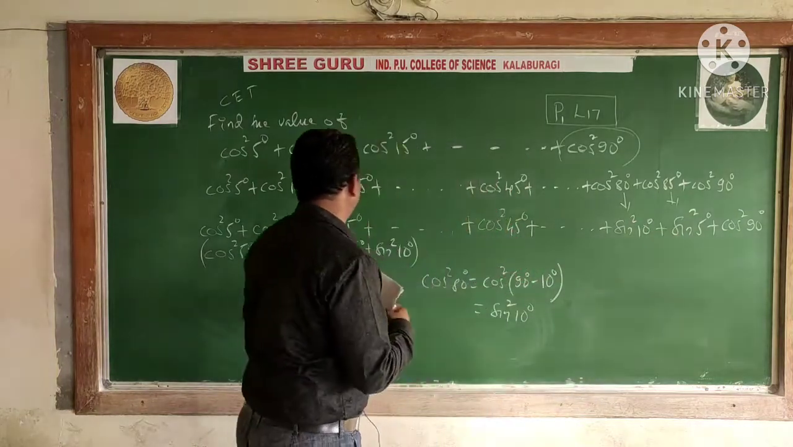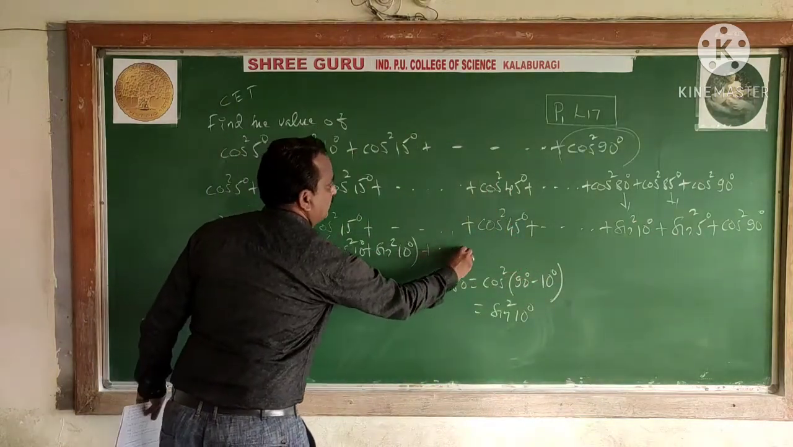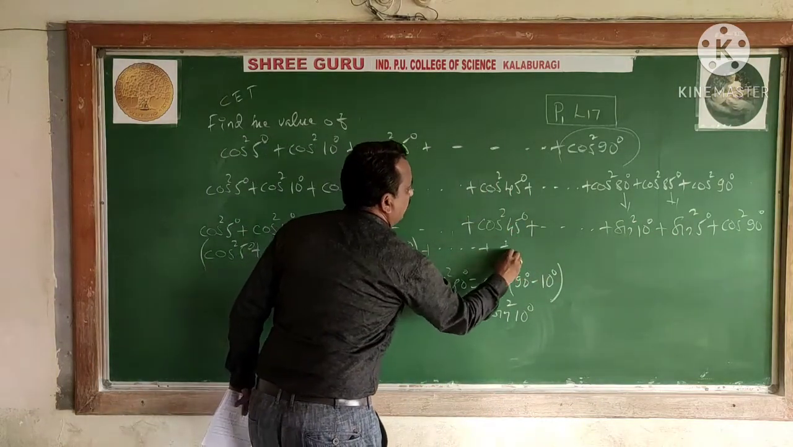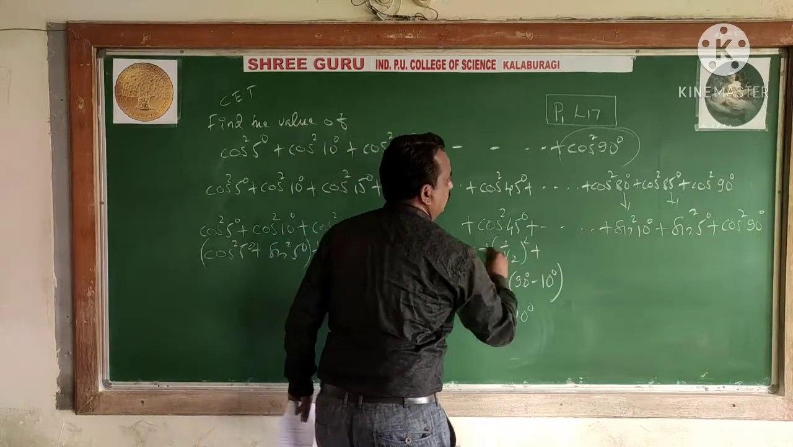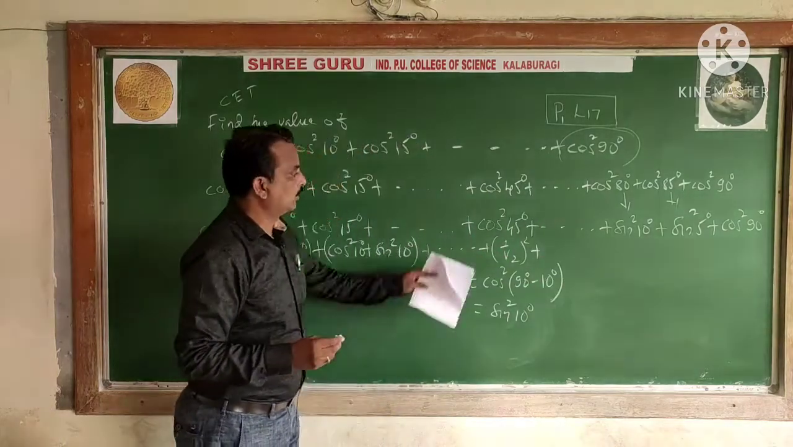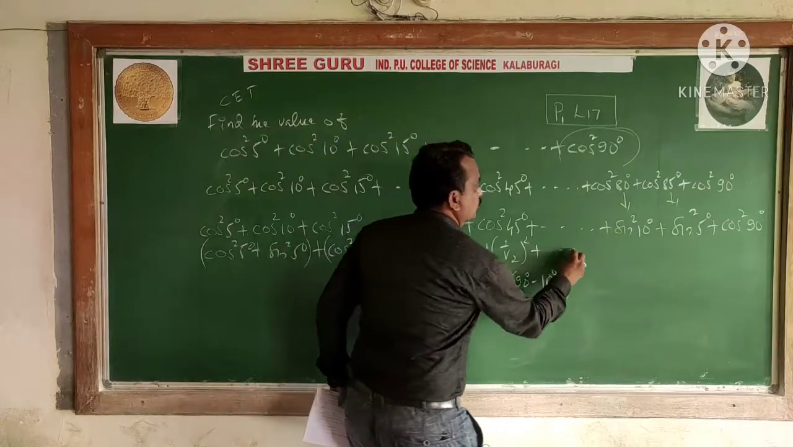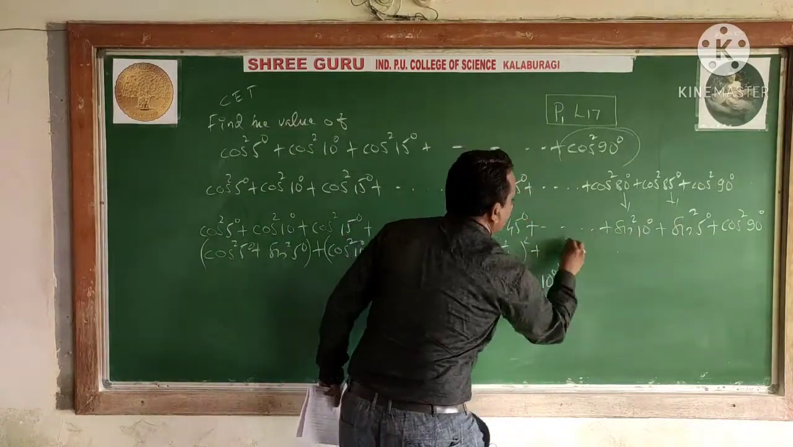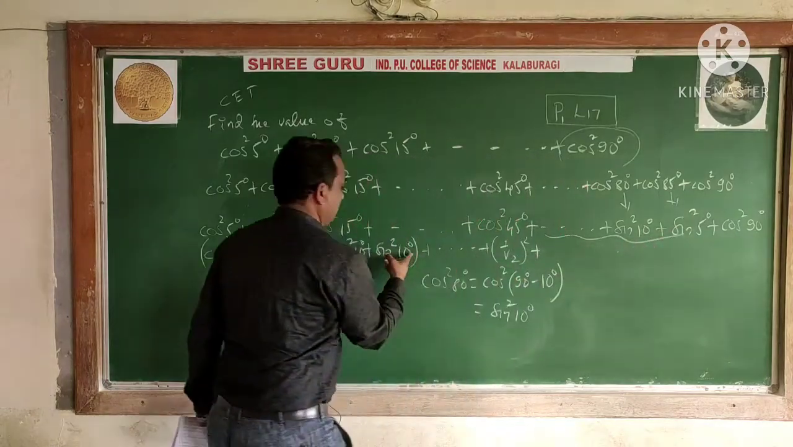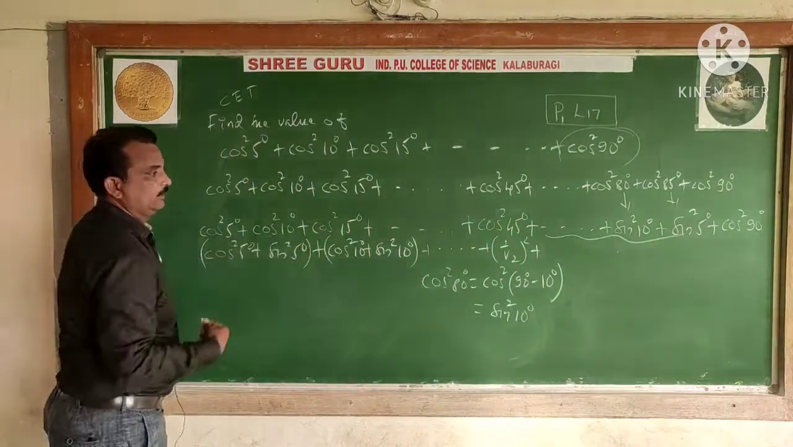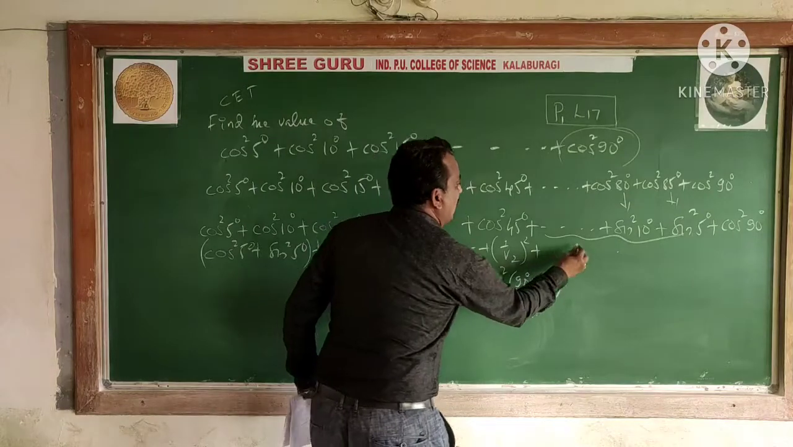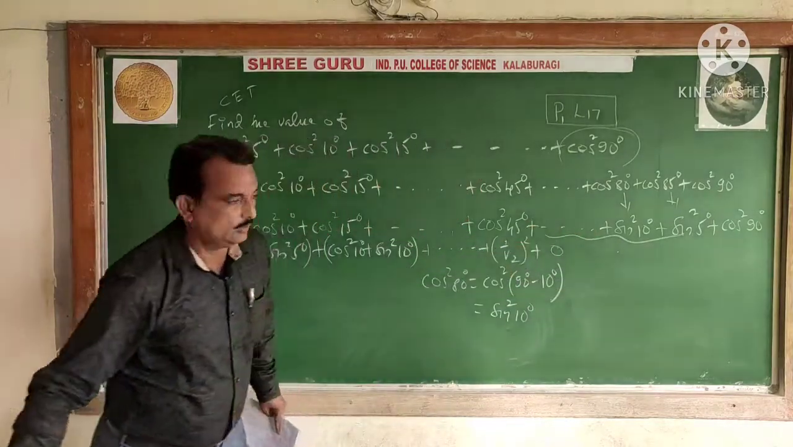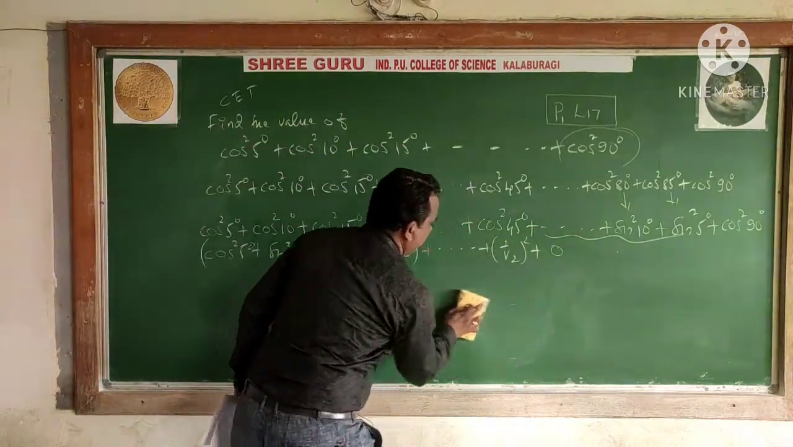These two terms, you know their values. Sin 45 is 1 by root 2, squared, and cos 45 is also 1 by root 2. So here you have taken the terms in pairs. Cos square 90 is 0, and the square of that one again is 0.